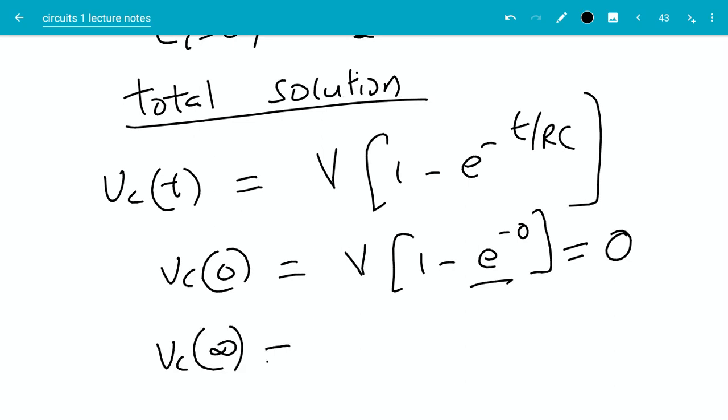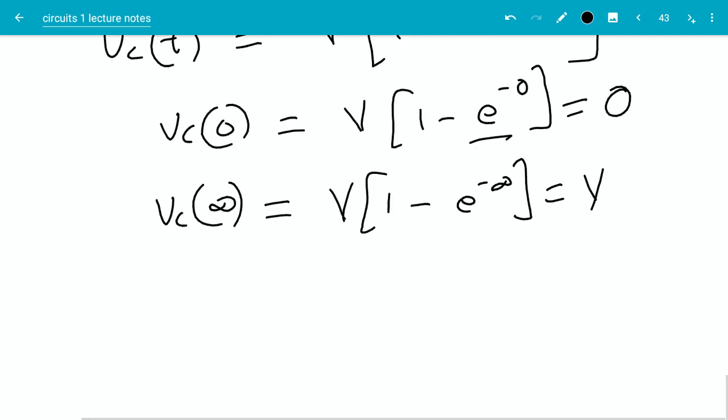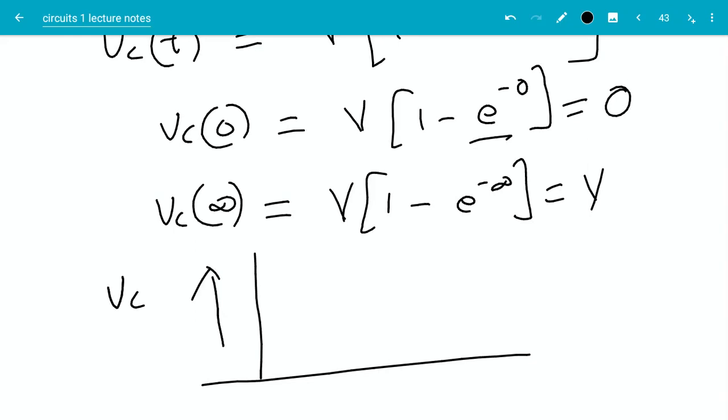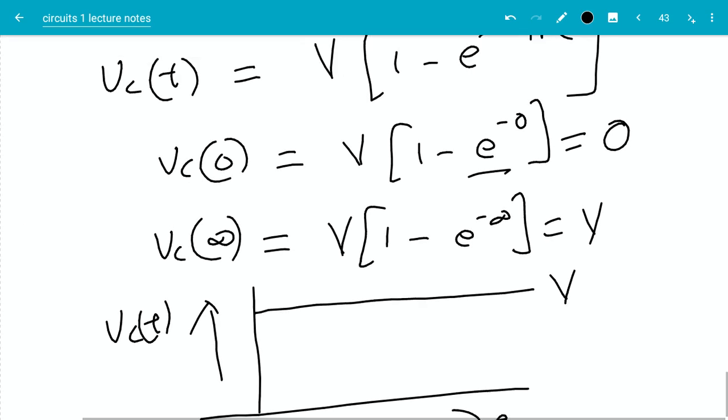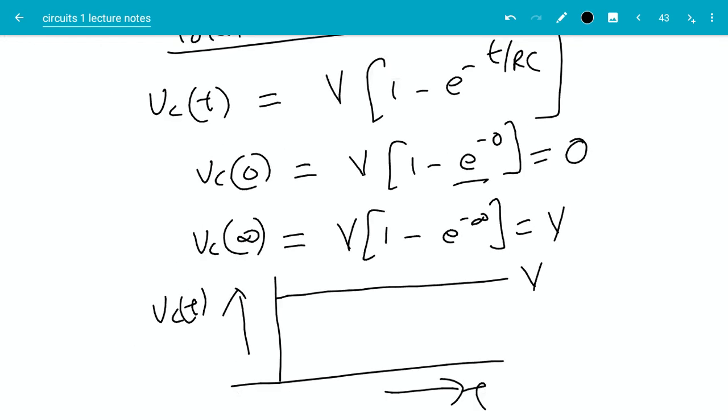And then if you do Vc of infinity, that will be equal to V times 1 minus e to the minus infinity, which will be equal to V, right? Which we also know. So if you plot this as a curve, this will be Vc of t, and this is time, let's say, and this value is V, and then this particular curve 1 minus e to the minus t over RC will look something like that. Okay, so it will never quite reach V, but it will get closer and closer very fast. And it will start at 0. So far we've been talking about how at steady state the voltage will be V, right? So this equation tells you how it will get there.